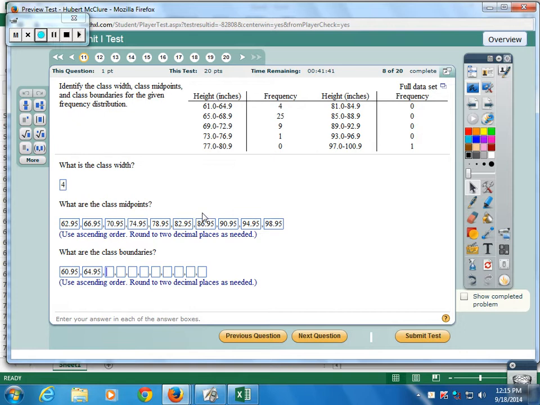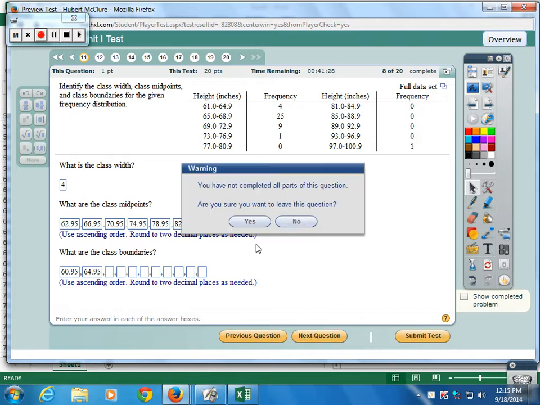So that one is a little bit time consuming. So if you want to do all your easy ones first, leave this one for last, because it does take a little bit of time just typing it in.